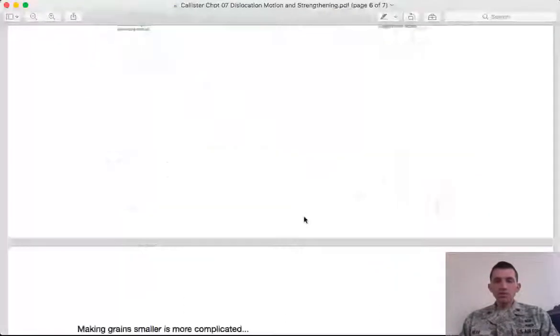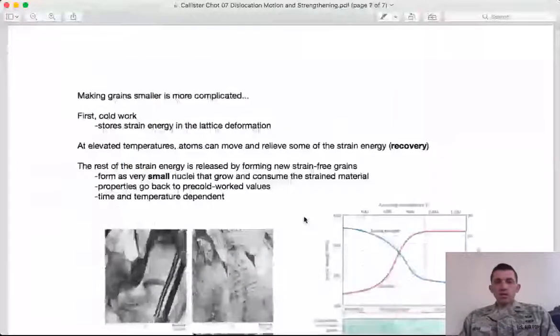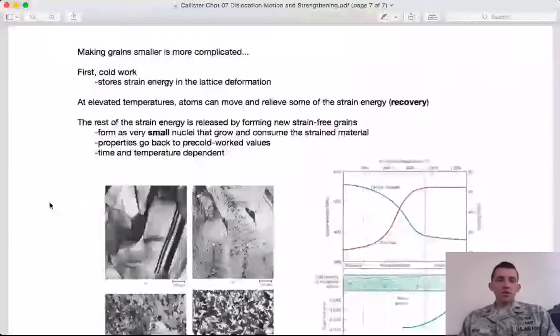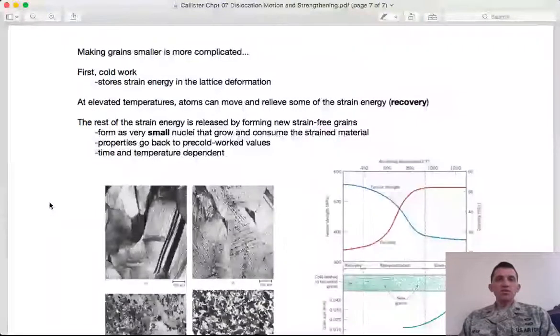But temperature gives me big grains. But if I want small grains, that's a little harder. It requires more steps. So first thing you need to do is to cold work, right?